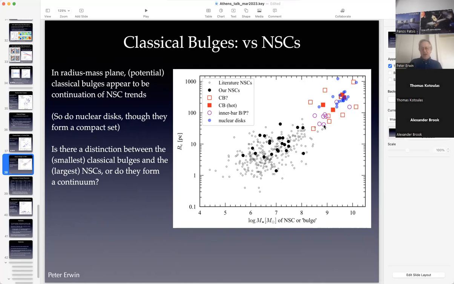And one other thing I've shown is that there's an additional category of the ambiguous structures, which are possibly the boxy peanut bulges of nuclear or inner bars, which you can ask me about, and I can go into those a little bit more. But the main thing I want to point out here is this is kind of a continuous sequence. It's not clear that you can draw a distinction between, okay, nuclear star clusters are always small, classical bulges or similar things are always large. There might be a continuum in size.